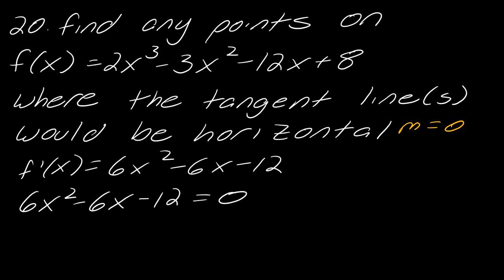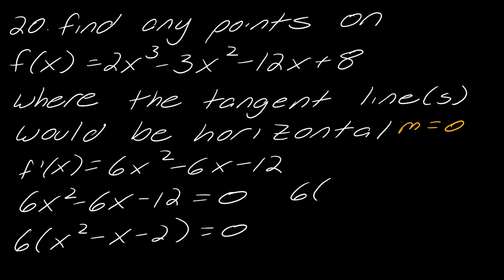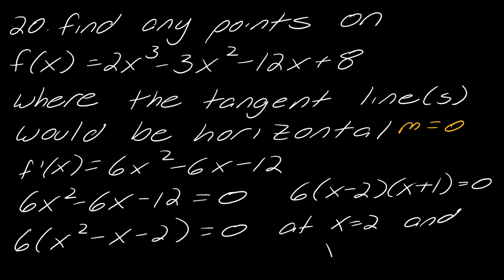And so now I can just see if I can factor this, right? I'll factor out the 6, and so I get 6 times x minus 2 times x plus 1 equals 0. So the points where this would occur would be at x equals 2 and at x equals -1. Those would be the 2 points. To me, this is good enough, but maybe your instructor wants you to go back and plug them in. I think saying that this is where this occurs is fine, but some people have different preferences.